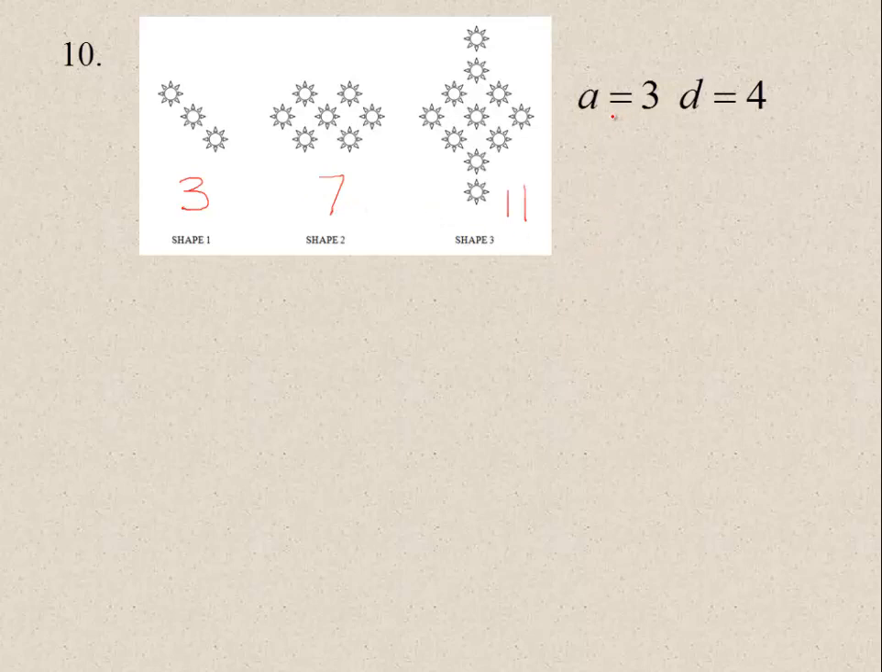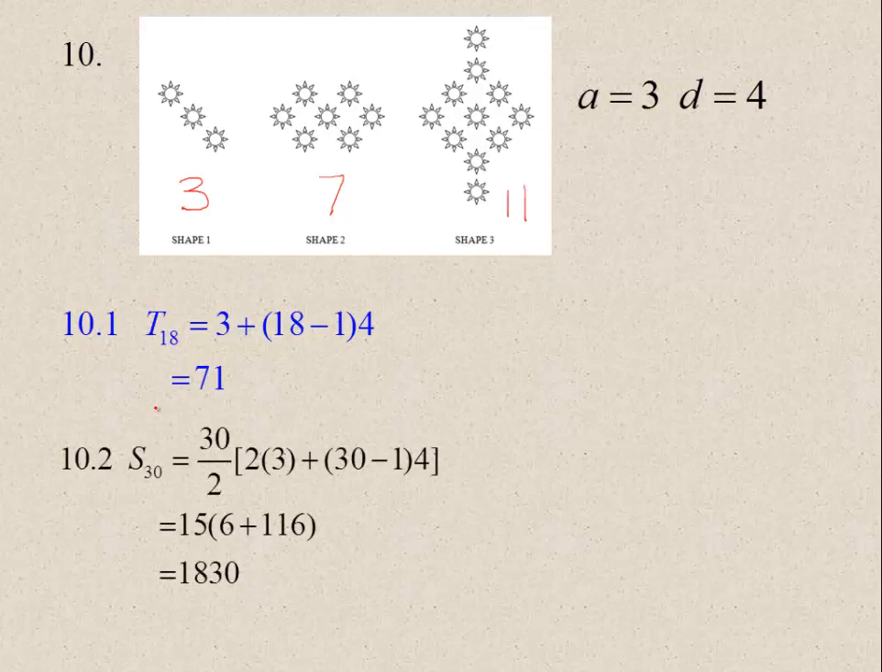Where A is equal to 3, my difference is 7 minus 3, which is equal to 4. T18, very simple to calculate. And lastly, the sum to 30, or S30, is 1,830. So by the time she reaches the 30th shape, she would have used 1,830 motifs.